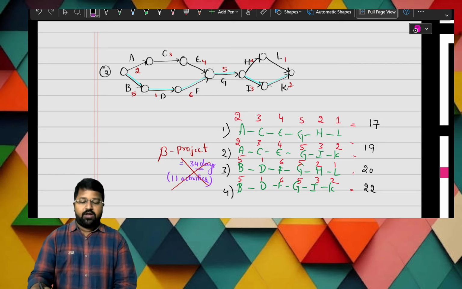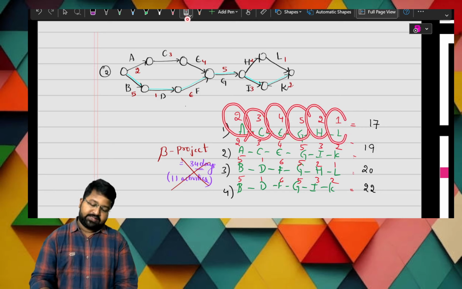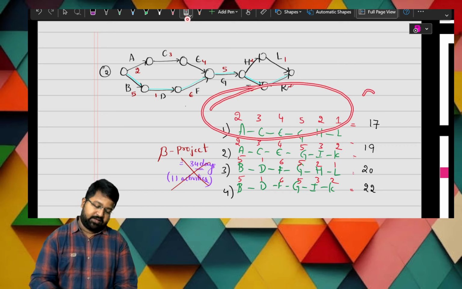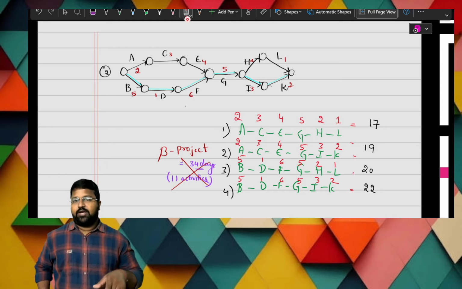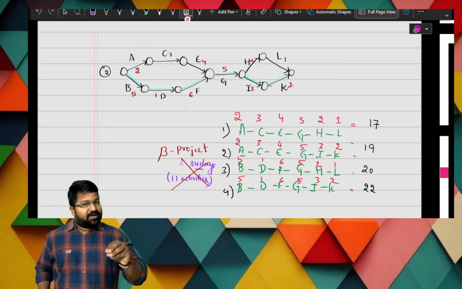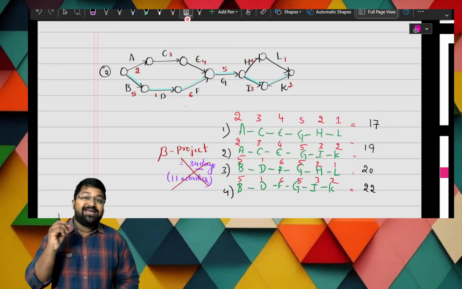Next, buddy, for activity A, what is the duration? We have written it down, and for C, E, G, H, and L. The summation of these durations is written here. After finding the durations, after calculating the sum of the duration, we need to identify the highest duration.